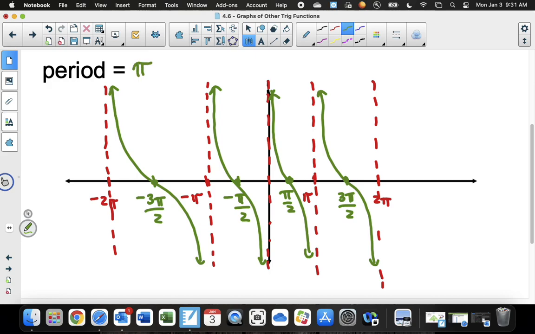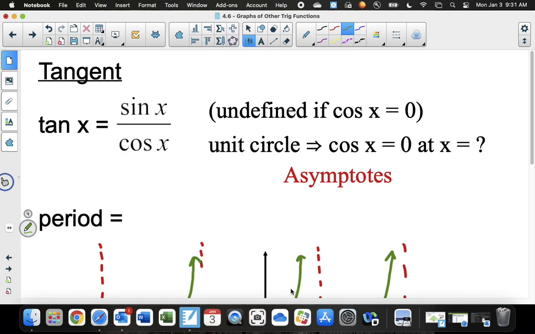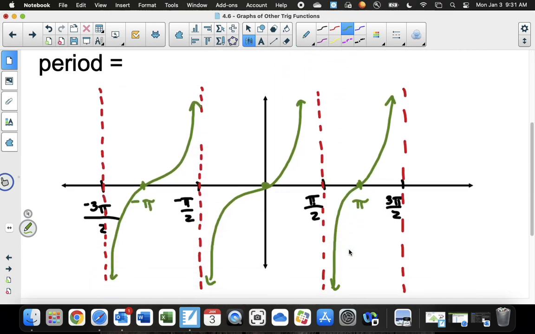So that is your period, not only with cotangent, but if we go back for a second to the tangent and you take a look, it's the same thing with tangent as well. From pi over 2 to 3 pi over 2, that's a distance of pi. Negative pi over 2 to positive pi over 2, that is a distance of pi. Okay, so the period for both tangent and cotangent is pi now instead of 2 pi.